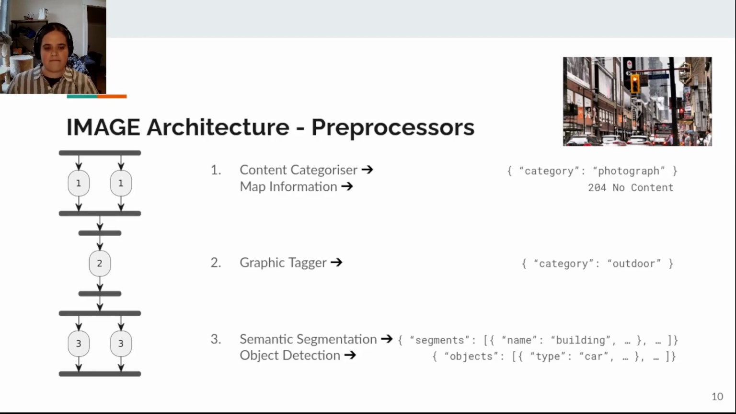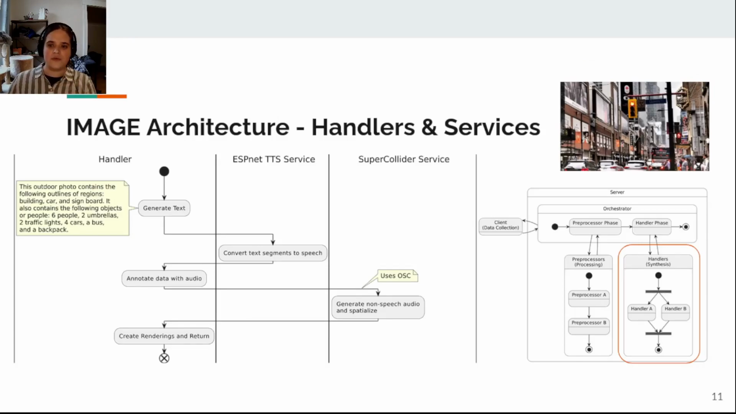So after all of the preprocessors run, all of this data and the data from the client are sent to a set of handlers, which can use these other Docker containers called services to perform very general tasks that are replicated across all of these handlers. And in this example, the handler uses two of these services. So that data comes in from the preprocessors and is used to generate text describing the image. So something like this outdoor photo contains the following outlines of regions, etc.